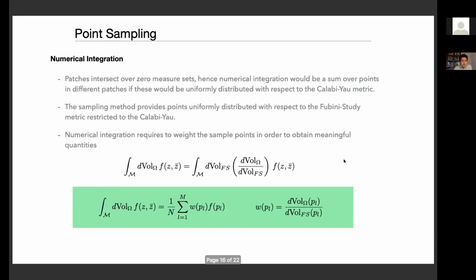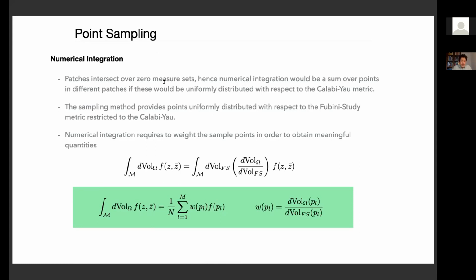The next thing that we have to do is to integrate. And of course, as you see, the patches intersect over 0 measure sets. So numerical integration amounts to just summing over points in the preferred patch. But recall that the sampling method that we have chosen provides points that are only uniformly distributed with respect to the Fubini-Study metric, not with respect to the Ricci flat Calabi-Yau metric.